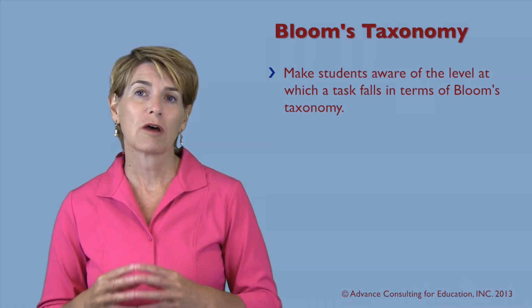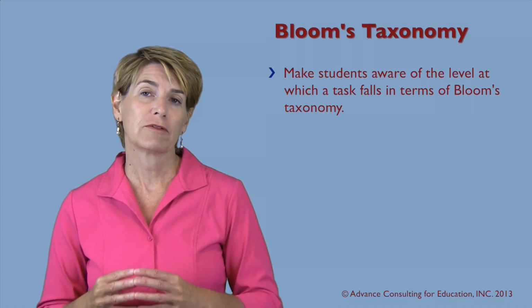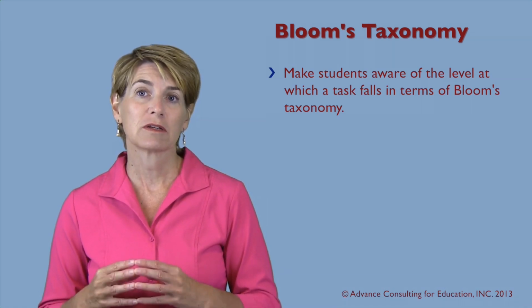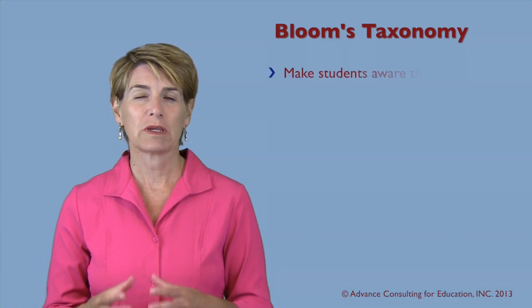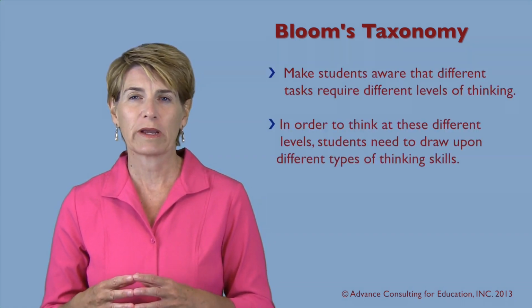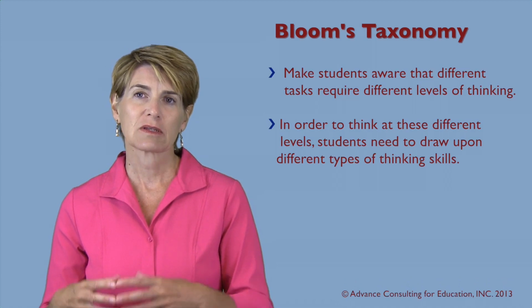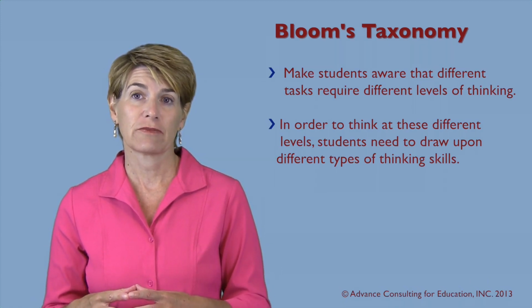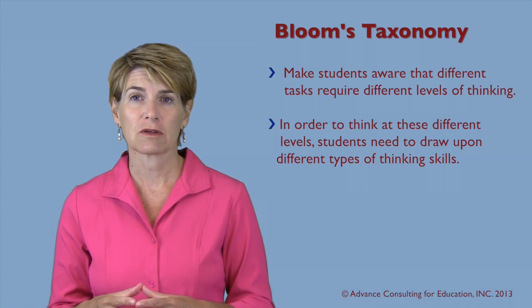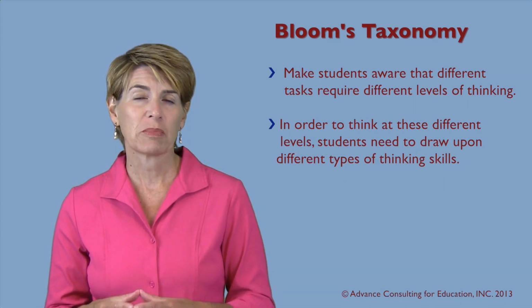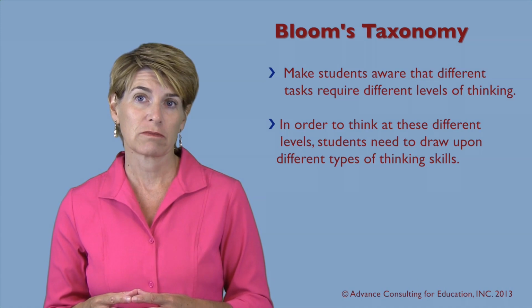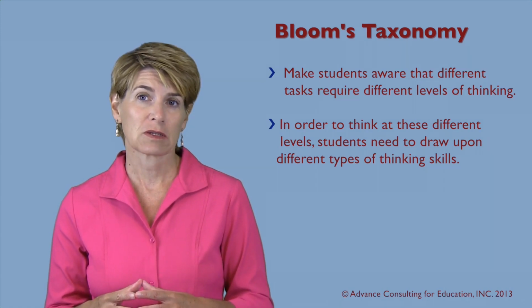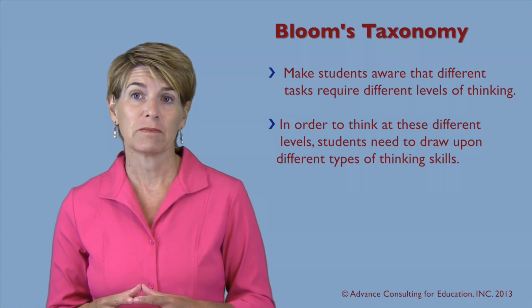So just make it really obvious for your students the level of thinking at which they need to operate to complete a task. With Bloom's taxonomy, we can make our EAP students aware that different tasks require different levels of thinking. And in order to think at these different levels, so the different levels of the taxonomy, students need to draw upon different types of thinking skills. They may not have those thinking skills, so they have to develop them.